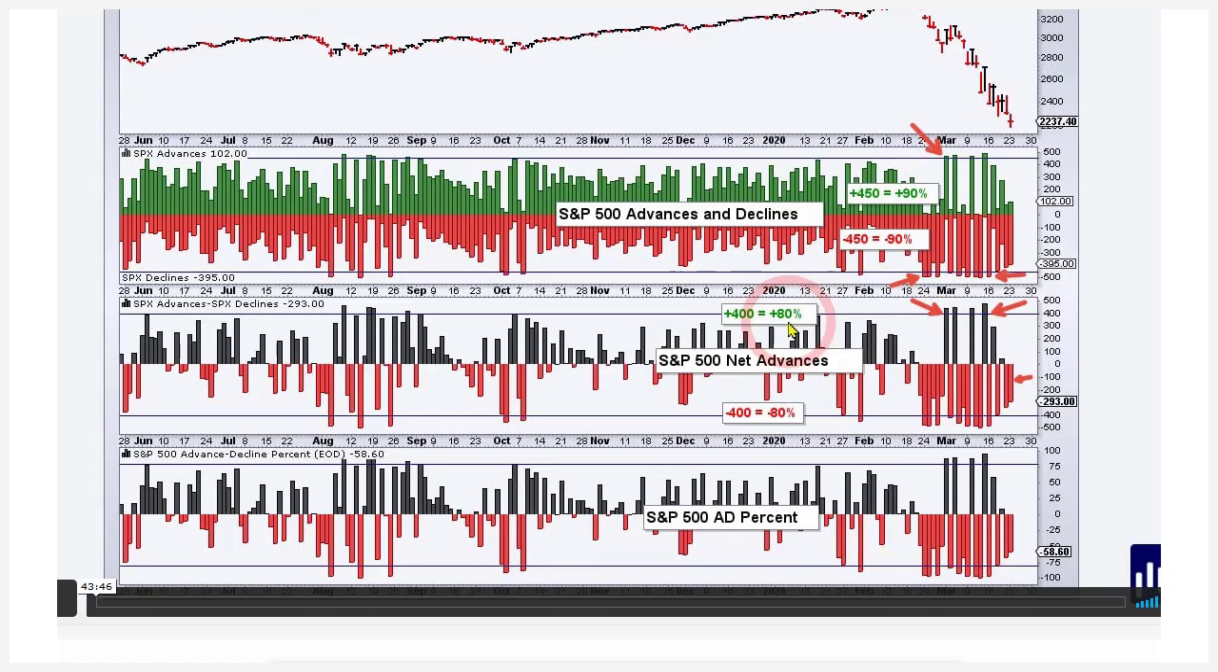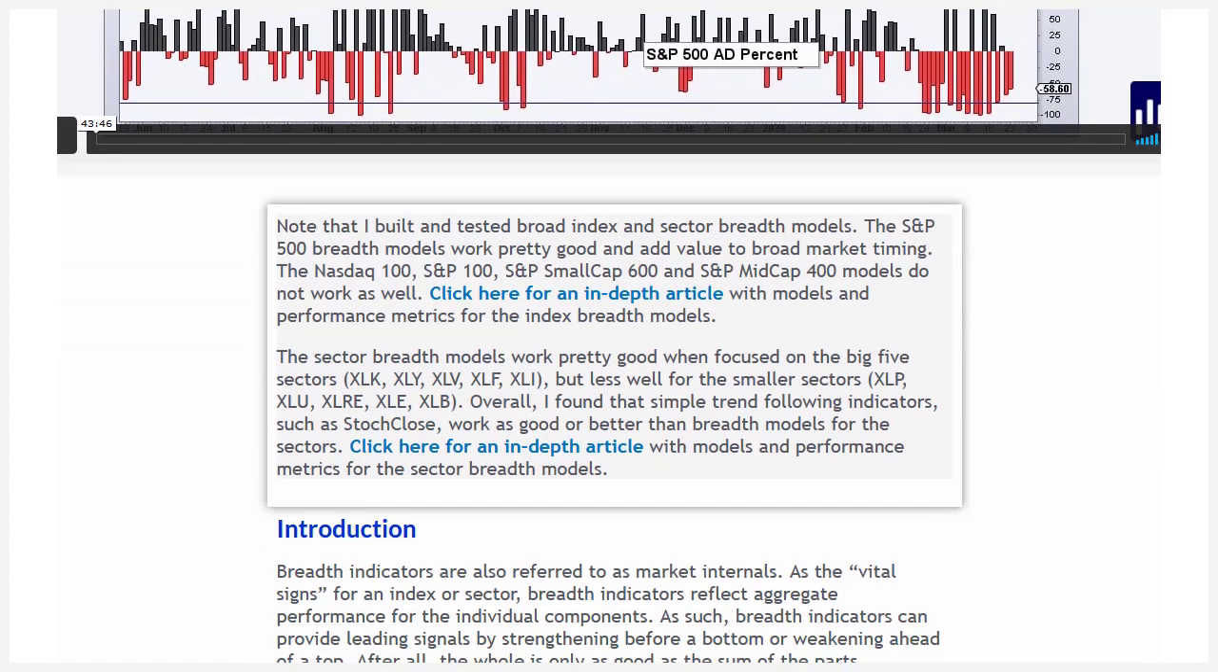And I also tested the sector breadth indicators, and the tests weren't that great. I found that normal trend indicators worked as good or better than some of the breadth indicators for the sectors. But that's all available to subscribers.